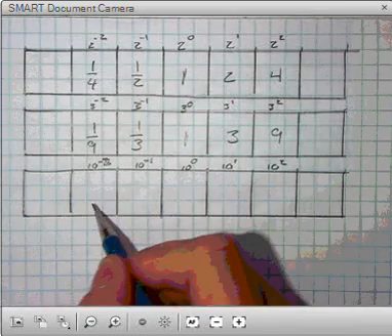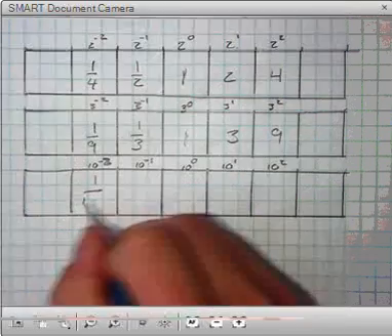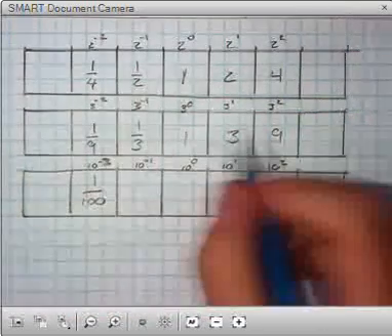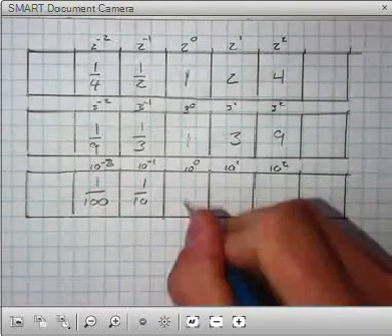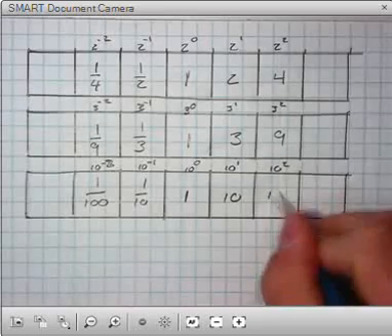Somebody who did the 10s. Anna? Natalia? Anything to the 0 is 1. 10 to the 1 is 10. 10 squared is 100.